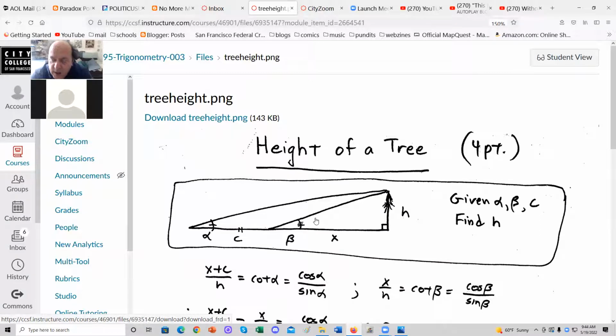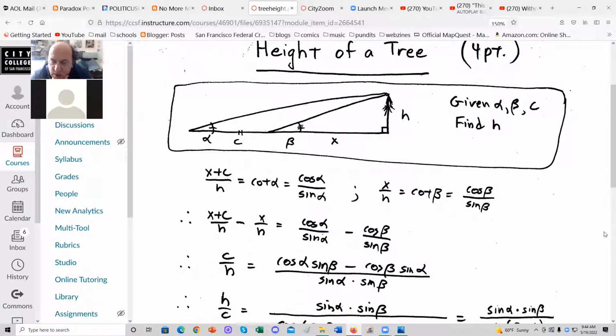Okay. Tree height. Here's a tree of height h. Evidently, I imagined it as a pine type tree. You observe it from a certain distance x, and it has what's called an angle of elevation called beta. You retreat a distance c, and of course it's smaller on the horizon, and it has a smaller angle of elevation alpha. We're given alpha, c, and beta. Find h. So okay, let's go through the derivation.